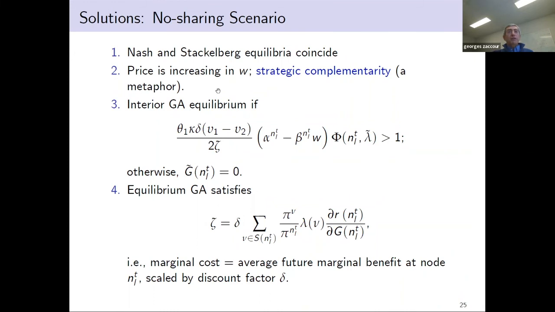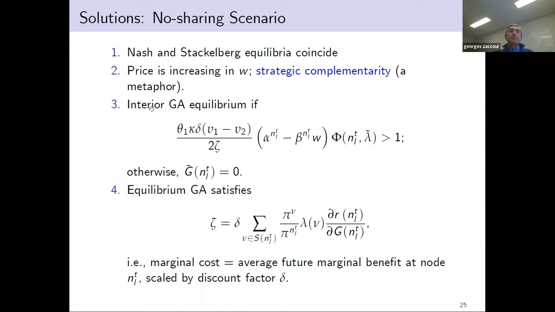You see here that the equilibrium is not that nice to show, but still we can get a few insights. The first one here is that Nash and Stackelberg equilibria coincide. So it does not matter if the game is played with leadership or simultaneously, the result would be the same. The reason is that the problems are in fact largely decoupled.